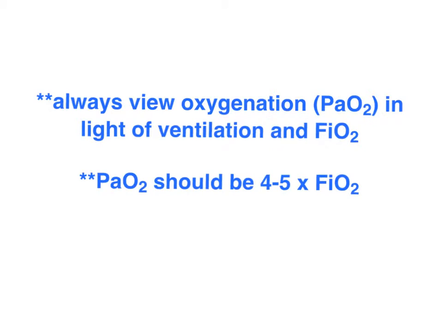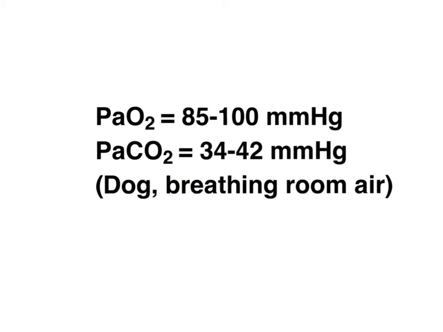Before we get into specific examples, a couple of golden rules. One is that you should always view oxygenation, or PaO2, in light of ventilation and FiO2. That means you have to view oxygenation in light of how hard the animal is breathing or ventilating to get to that level of oxygenation, and also how much you are supporting it or not with supplemental oxygen administration. Generally speaking, the PaO2 should be about 4 to 5 times the FiO2. And here are normal values for PaO2, about 85 to 100.